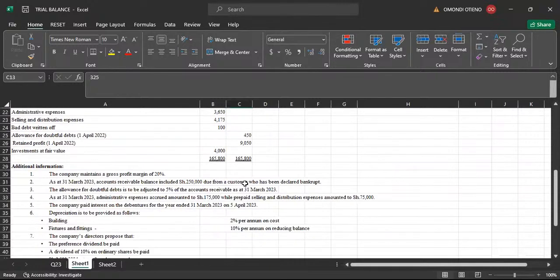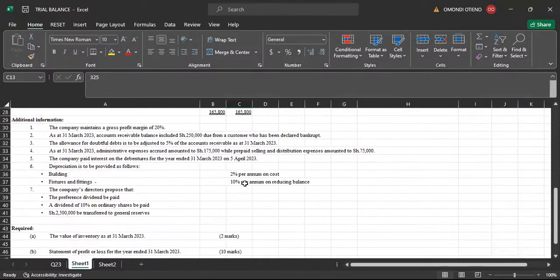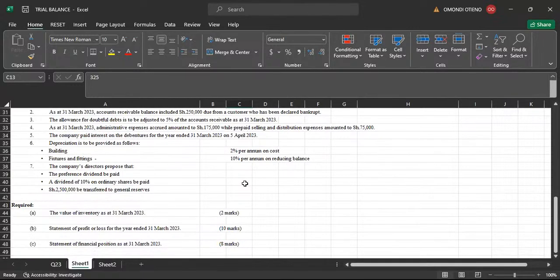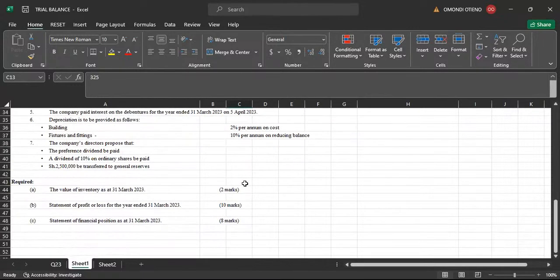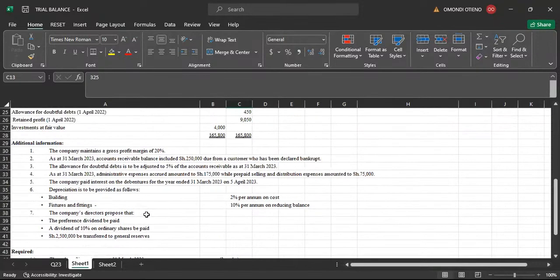Maybe if you look at the provision, whether there was an increase or a decrease in provision, then you will be able to know that. So having done that, we can now go and deal with the workings down here, because once we are through with the workings, we'll be able to solve this question perfectly.